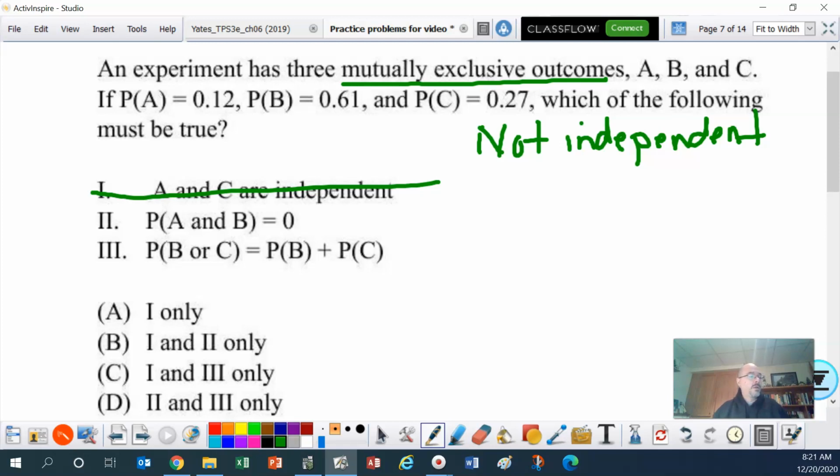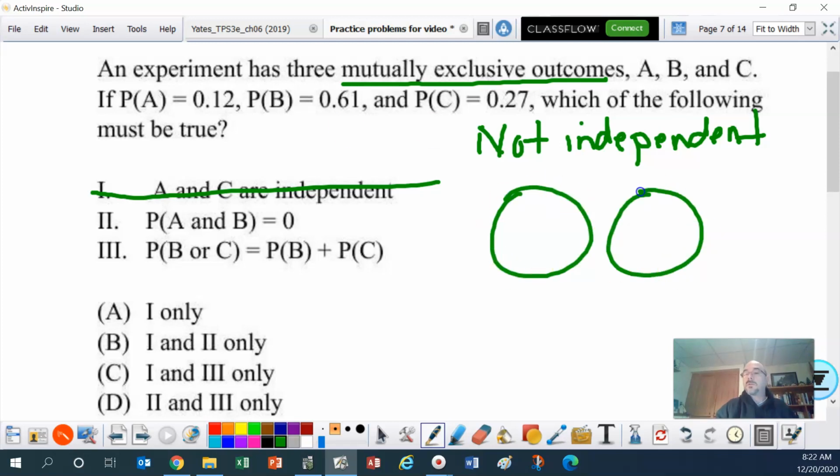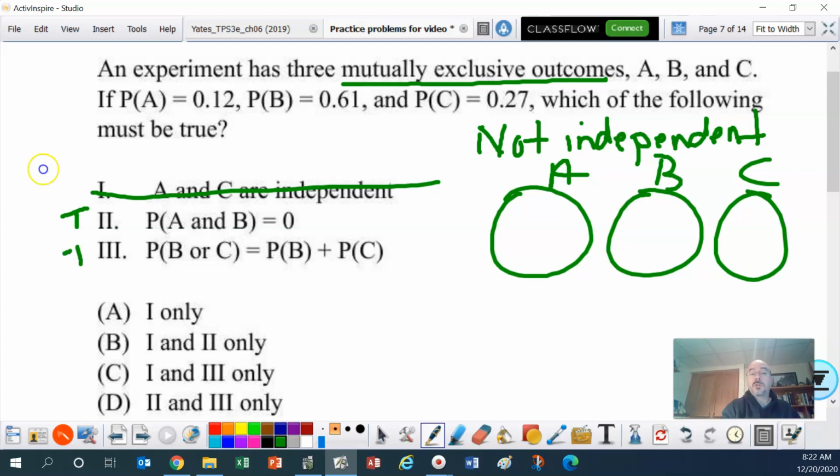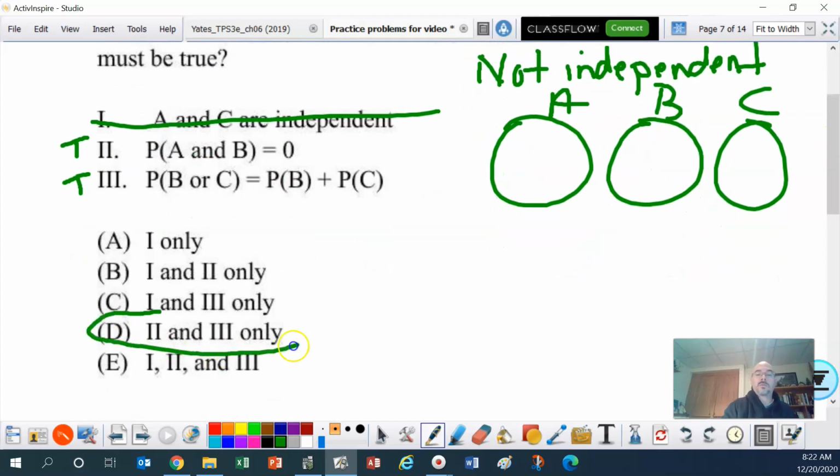All right? So, how about number 2? It says the probability of A and B is 0. Well, yeah, mutually exclusive events do not overlap. So that's true. The probability of B or C is the probability of B plus the probability of C. Well, yeah, that's true. You can add mutually exclusive events together. So in this situation, folks, it's got to be D. It's the 2 and 3 only. All right, let's keep going.